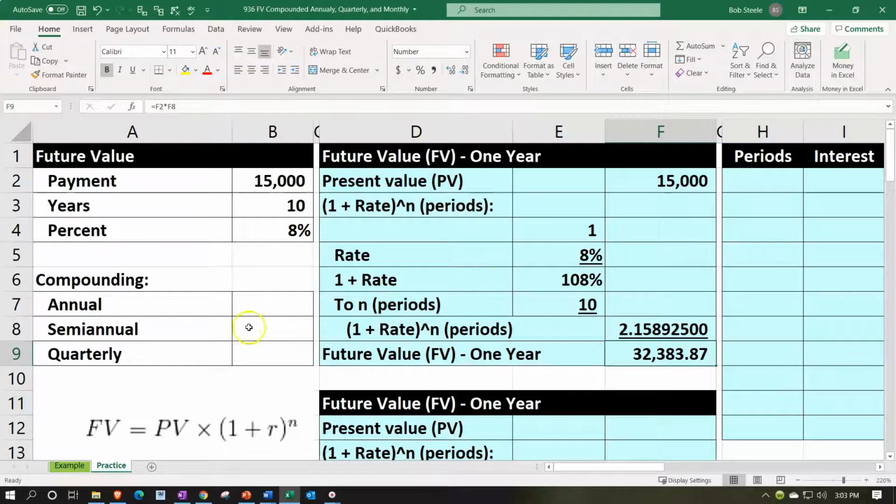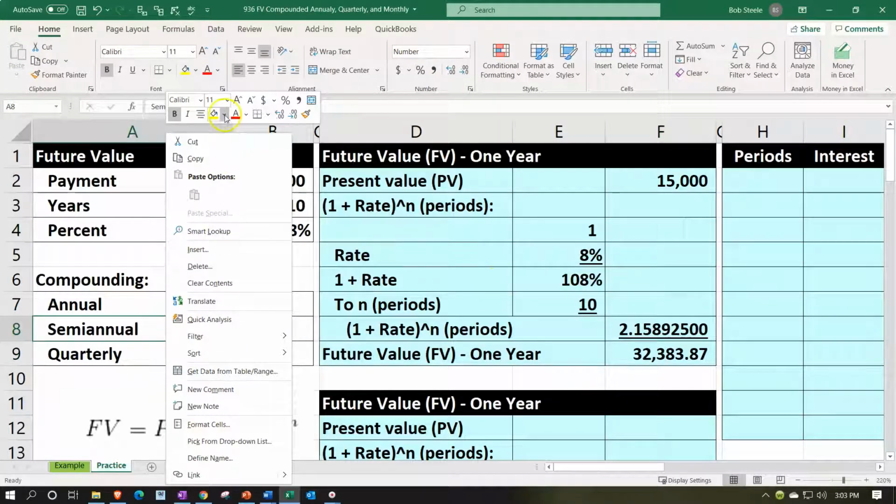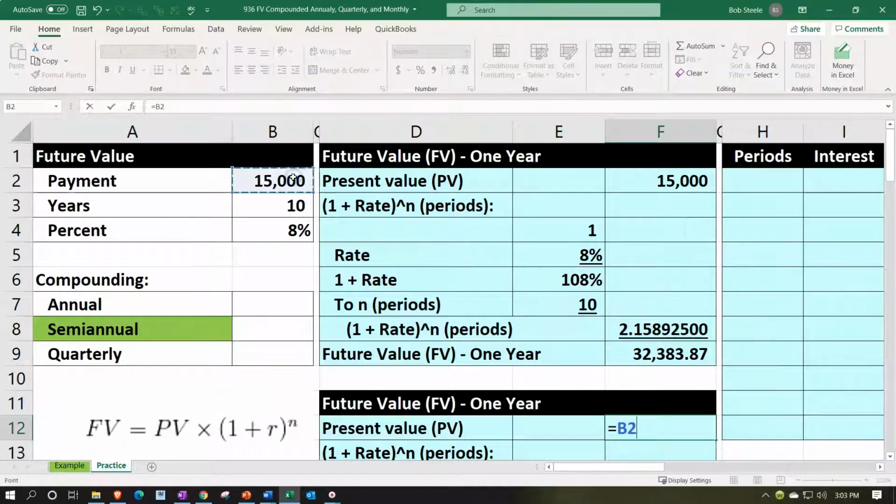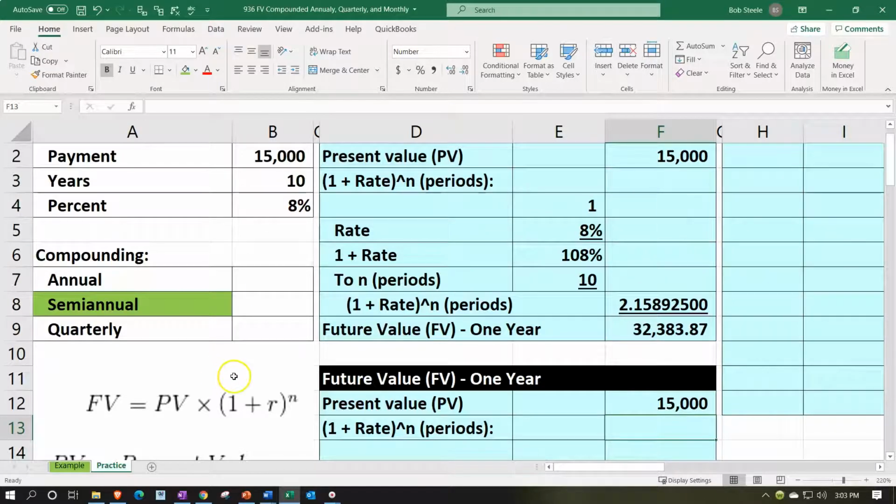Now let's see what will happen if we go to the semi-annual. I'll make this green. That's the one we're working on. We're working on the green one. And we'll do the same thing down here. We're going to say this is going to be the 15,000. And then we got the 1 plus r to the n.